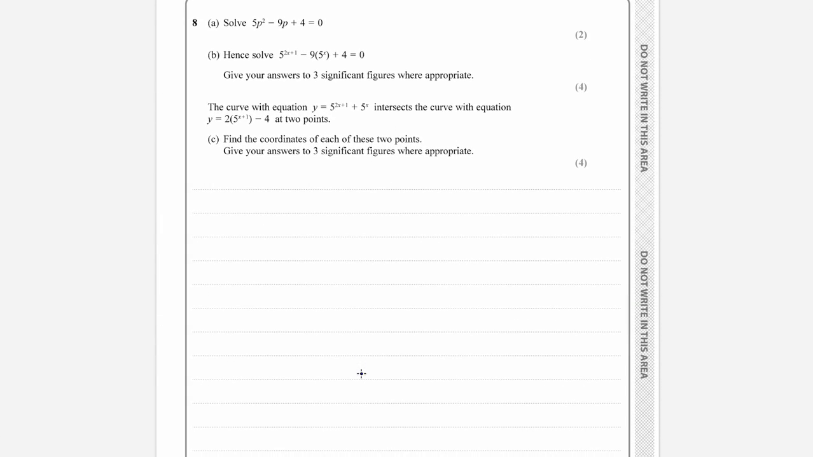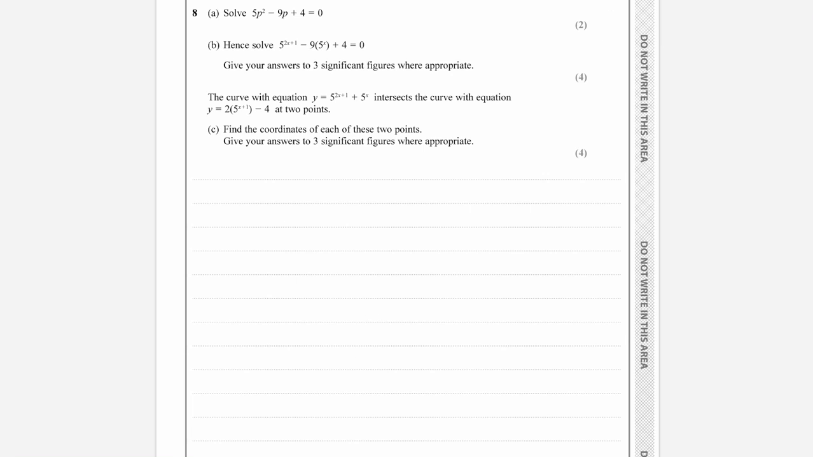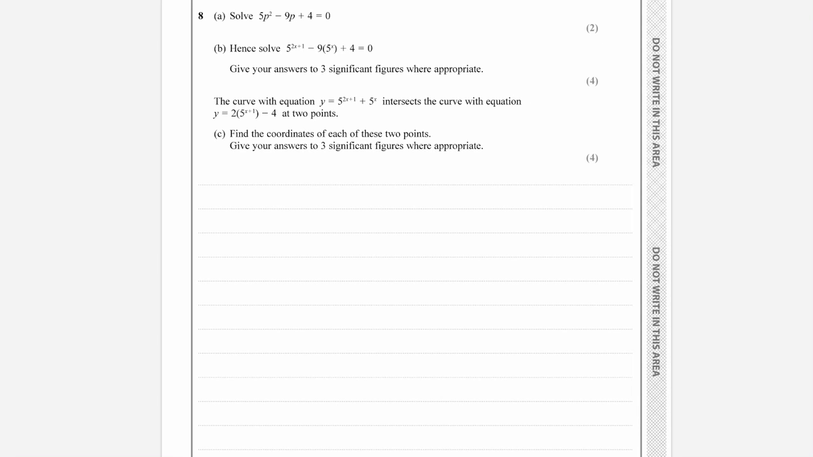Question 8. Solve 5p squared minus 9p plus 4 equals 0. Okay, so guys, this is a quadratic. Again, hopefully we can do it. I'm just going to do the a times c method, guys. A times c is 20. That means I have factors of 20 that multiply to give you 20 and add to give you negative 9. That would be negative 4 and negative 5.